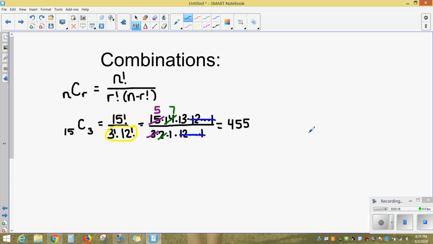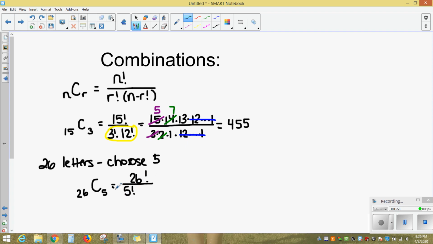If you think about the students that sit with you in class, there's 455 ways to organize them in groups of 3. Maybe I have the 26 letters of the alphabet, and I'm going to choose 5 without repeating. I'm going to choose a group of 5. So 26 choose 5 is 26 factorial on top. We have 5 factorial on the bottom, and 26 minus 5, which is 21 factorial, on there also.